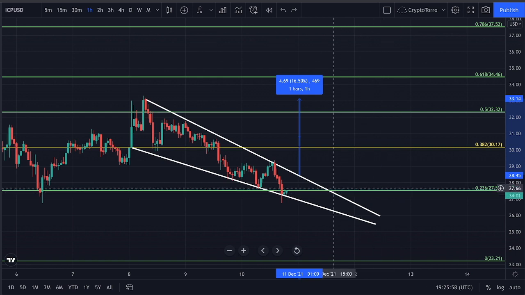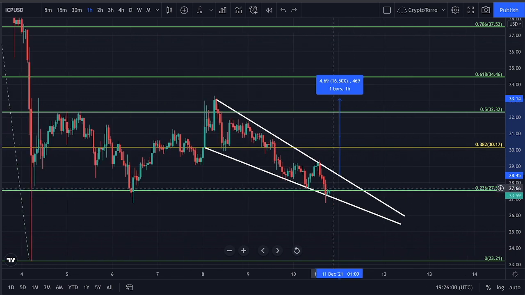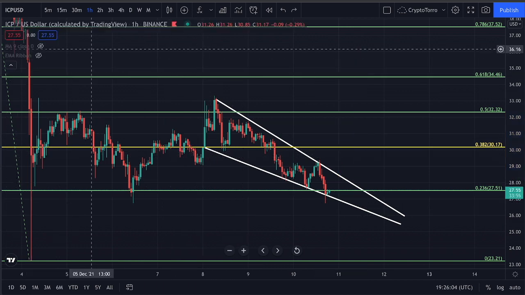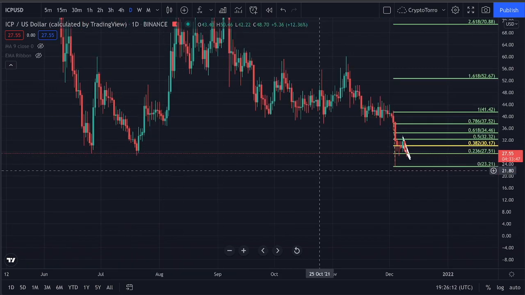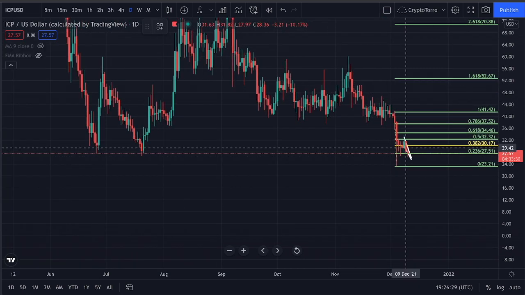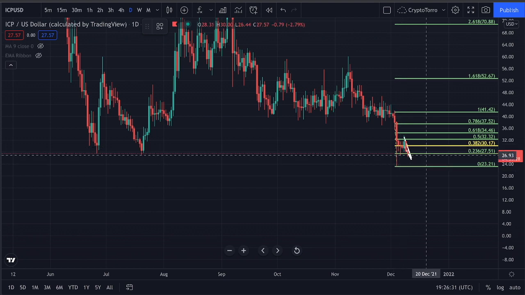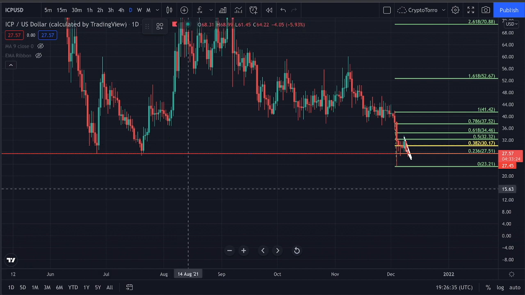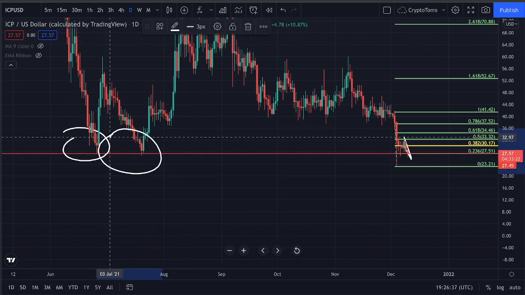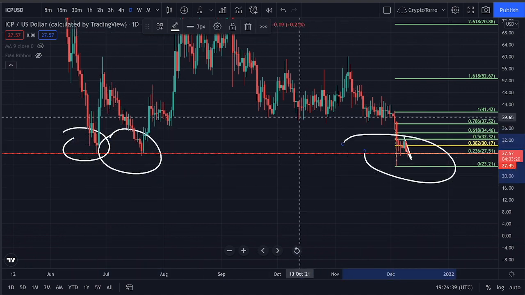But let's discuss as well multiple indicators and what we are seeing on the chart. For sure, we have never been this low on Internet Computer, especially if we take a look at the daily time frame. And if we take a look at a horizontal ray at the level where we are currently trading, you can clearly see that we have found support on top of it, 1, 2, and right now we are retesting this range.